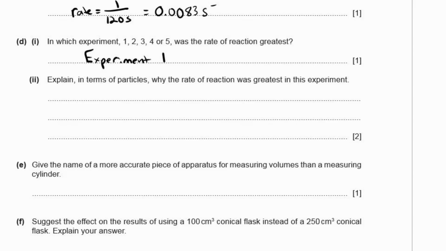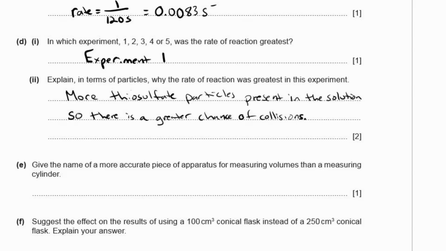D2. Explain in terms of particles why the rate of reaction was greatest in this experiment. All right, so experiment 1 was fastest because there were more thiosulfate particles. The more particles there are, the more chance that they will collide successfully and react. Let's write that down. There are more thiosulfate particles present in the solution, so there's a greater chance of collisions. And when you have a collision, you're more likely to have the reaction take place. So the more collisions there are, the faster the reaction happens.